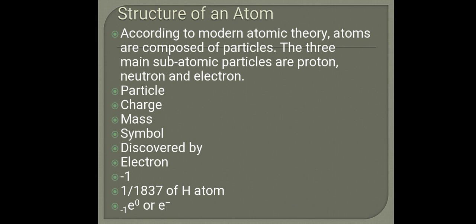Structure of an atom. According to modern atomic theory, atoms are composed of particles. The three main subatomic particles are proton, neutron, and electron. Particle, charge, mass, and symbol and discovery. Electron, charge is -1, mass is 1 by 1837 of H atom, and symbol is -1 E0 or e minus.